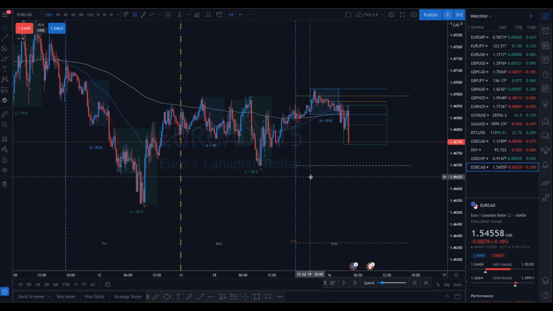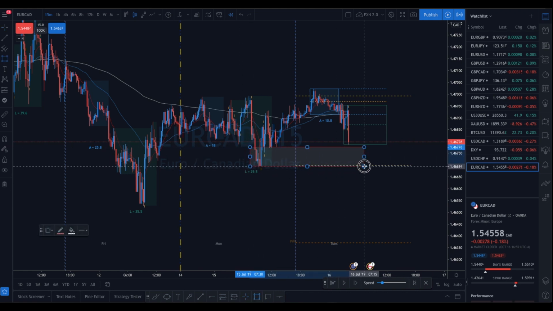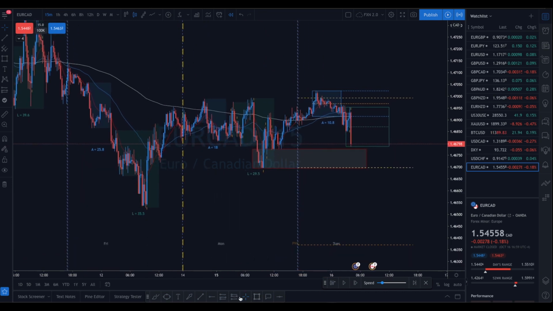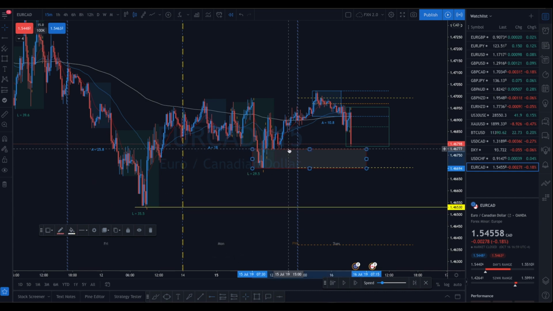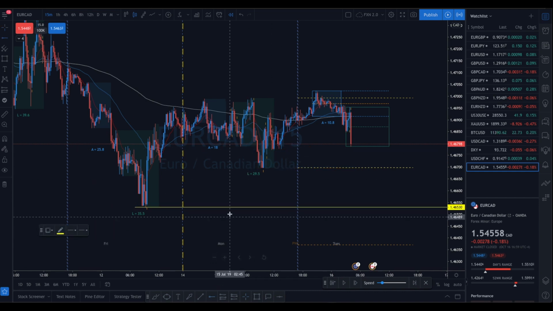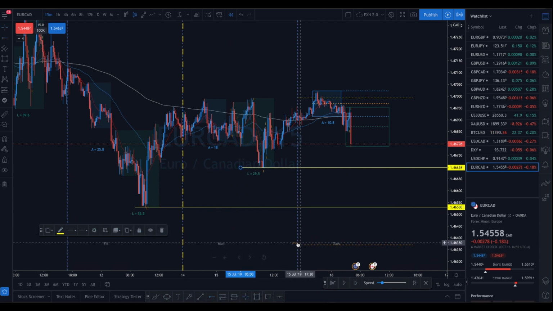Okay, if we just look to the immediate left, we have essentially this area right here, which are these lows here, and then the next obvious spot would be down here, somewhere down here. So we'll just put two lines here, one there, one here, and then obviously we have this previous week's low, which is all the way down here as well.